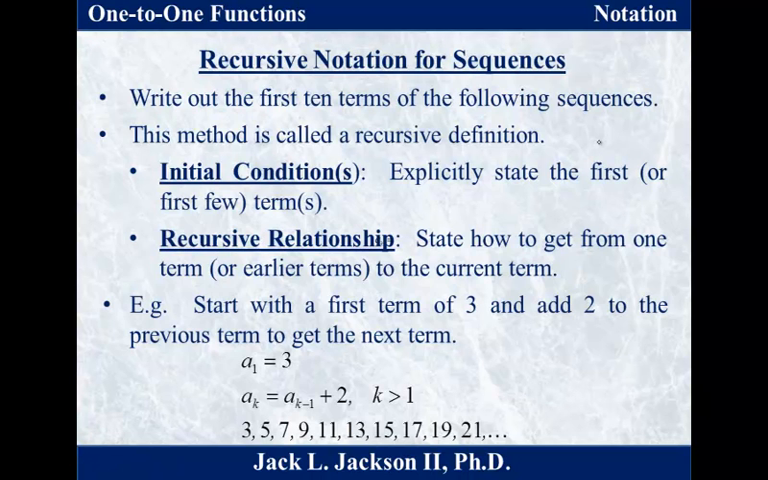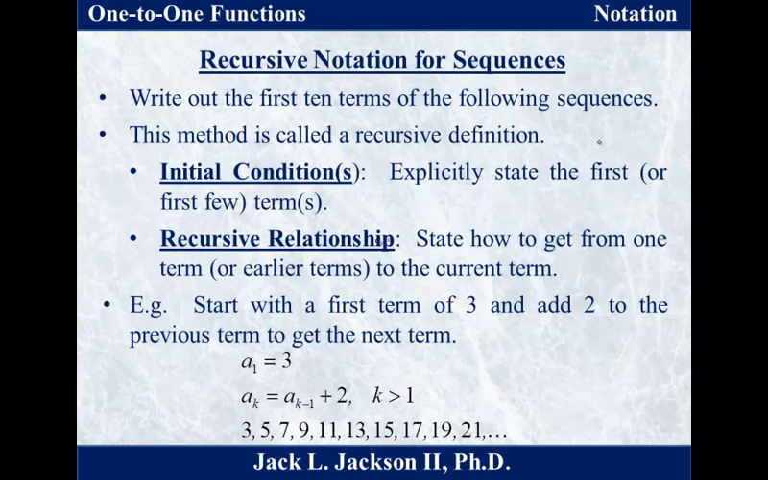Now we have another way of doing this. The examples that we had for writing out the terms of the sequences before were what I call an explicit way of writing it, a non-recursive way. We could also do this by what's called a recursive definition. We have an initial condition or conditions that explicitly state the first, or maybe the first few, terms, and then a recursive relationship that states how we get from one term, or perhaps earlier terms, to the current term. So think of this as like 2 steps.